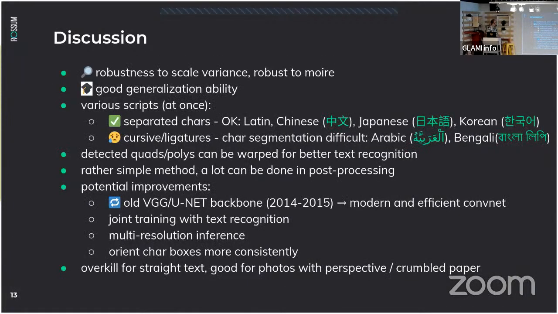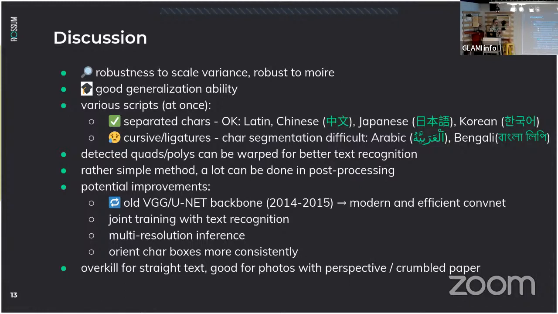And some discussion about the results. So it seems that this kind of representation, where it builds the words bottom up from characters, is quite good for robustness to different scales. So even though there's some perspective and one character is small and other character is big, it is no problem because it only looks at some small neighborhood, not the whole text.